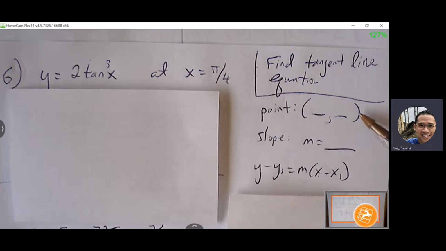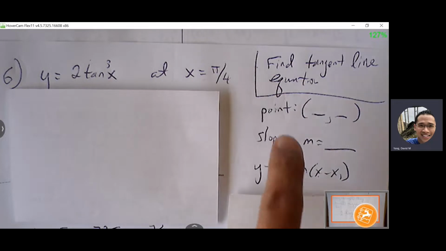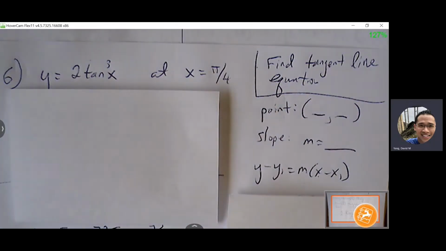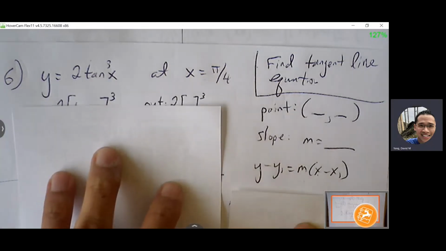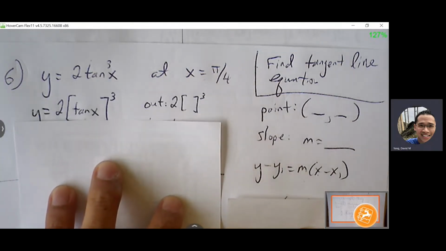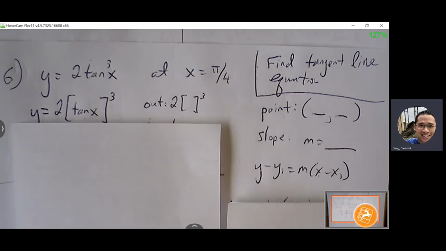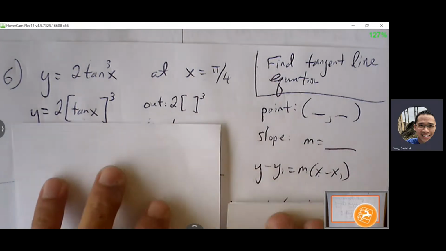Your ordered pair comes from the original function. Your slope comes from the derivative evaluated at your x value. So let's talk about this equation here. Again, there's that deceptive exponent there. How can we rewrite it to help us see things a little bit clearer? Yeah, it goes on the outside. It's only going to go on the outside of tangent. The 2 is still not impacted by that exponent.